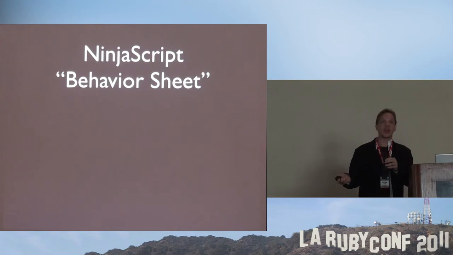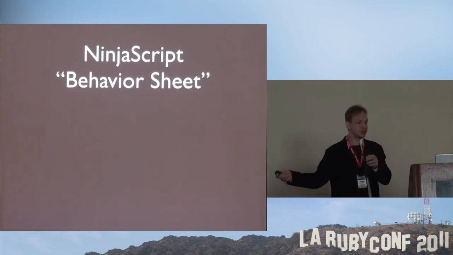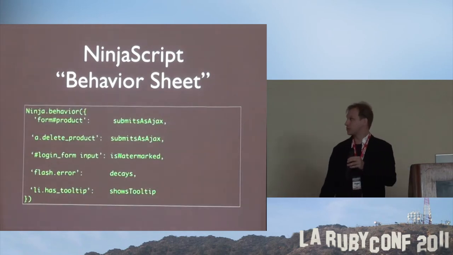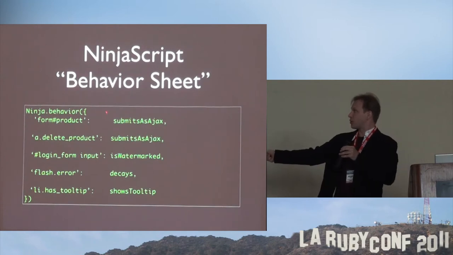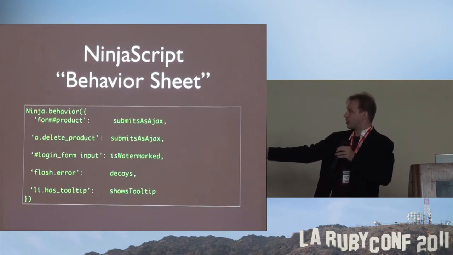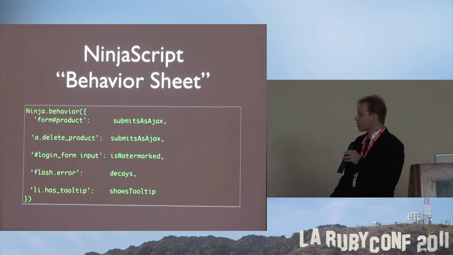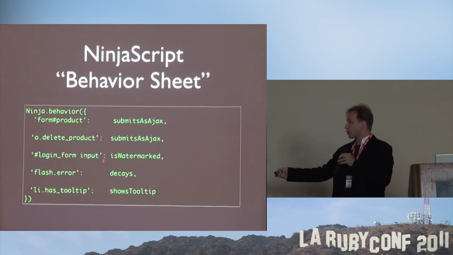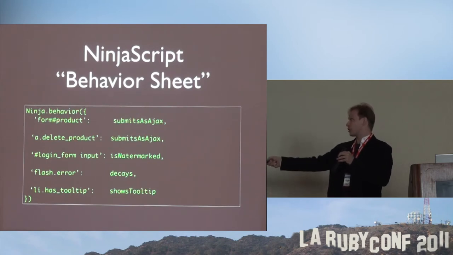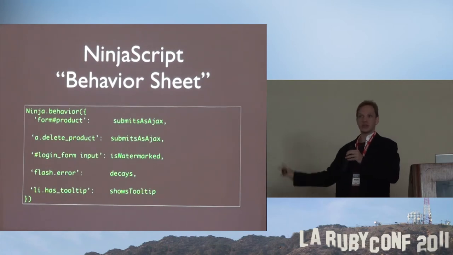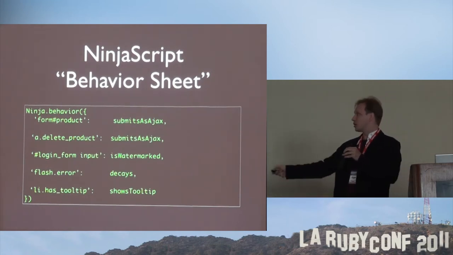So in your application JS, say in your Rails project, you're going to have some code that looks like this. You open up a behavior block, you identify CSS selectors, and you specify which behavior they get. These particular ones are predefined behaviors that we supply in NinjaScript. So this, for example, takes a form with an ID of product and turns it into an Ajax form. Nothing is needed whatsoever in your HTML.